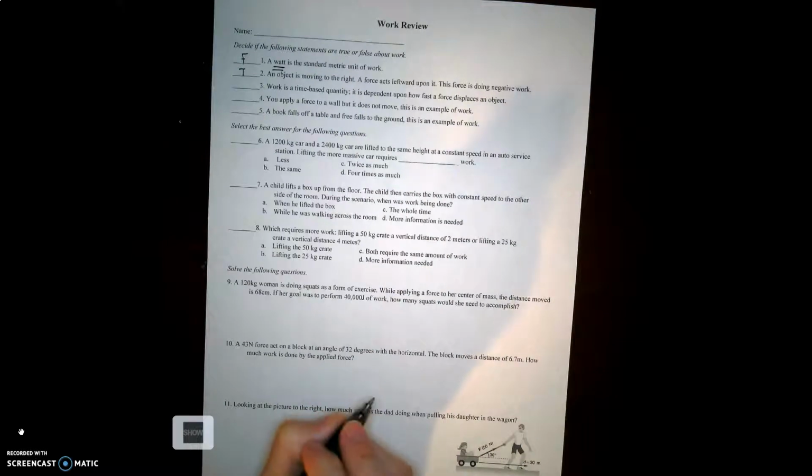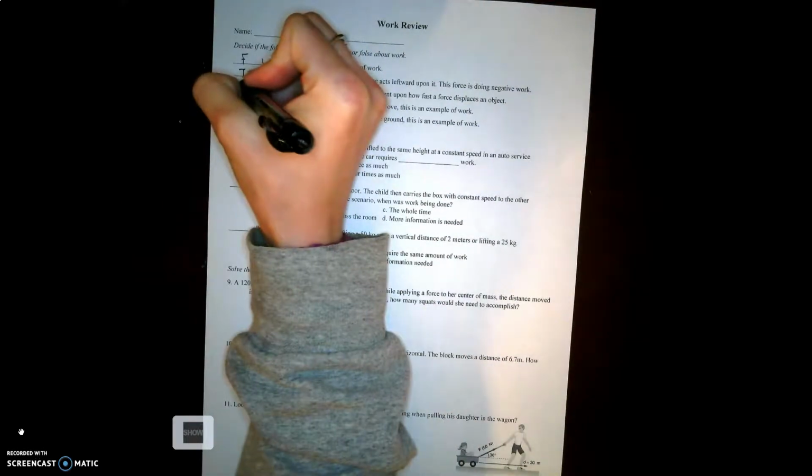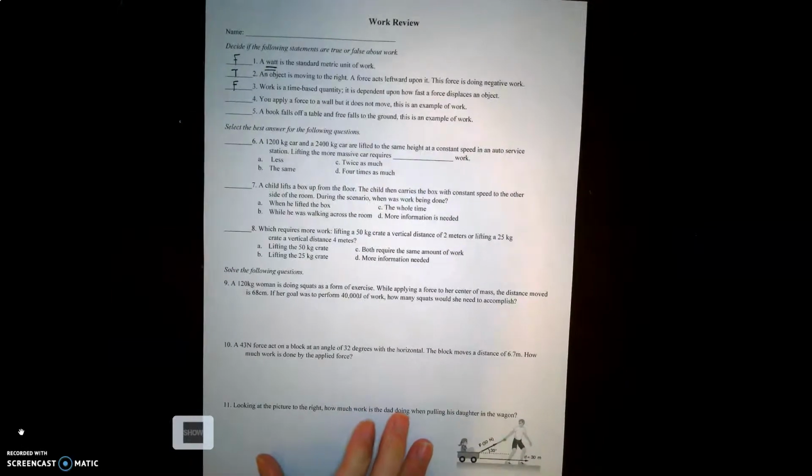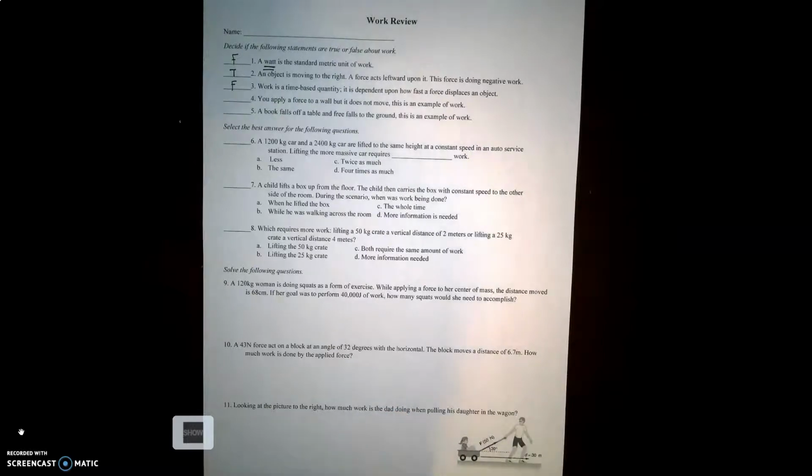Number 3. Work is a time-based quantity. It depends upon how fast a force displaces an object. That is going to be false. Work has nothing to do with how fast you do it. It only depends on the force and the distance involved.